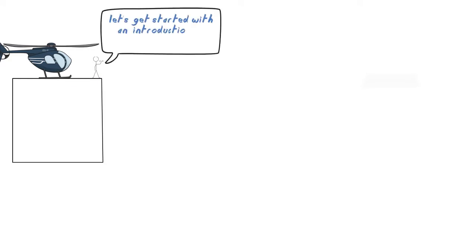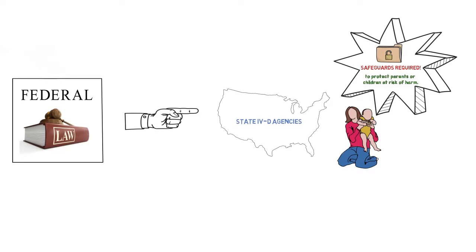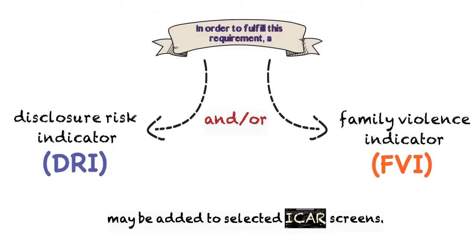Let's get started with an introduction to violence indicators. Federal law requires state IV-D agencies to have safeguards in place to protect against the release of information when a parent or child is at risk of harm from the release of such information. In order to fulfill this requirement, a disclosure risk indicator, known as DRI, and/or a family violence indicator, known as FVI, may be added to selected iCar screens.